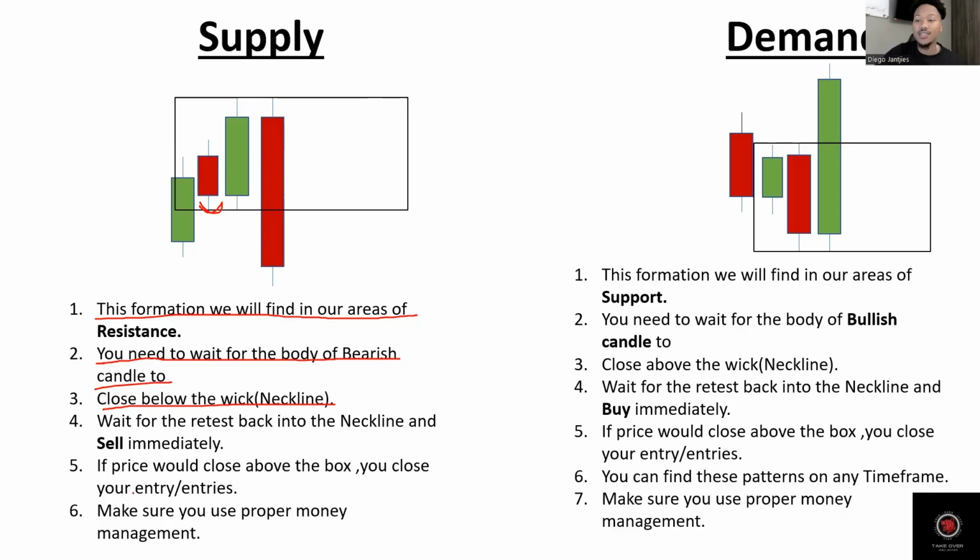What are you going to do next? Wait for the retest back into the neckline and you sell immediately, right? So once price comes all the way towards the upside inside your zone, this is when you're going to find yourself looking for some lovely short opportunities. If price closes above the box, you close all your entries. Make sure that you are using proper money management, right? So your stops will literally be above the actual box right there, and your shorts will literally come from this zone right over here. So this whole area is serving as a drawdown region.